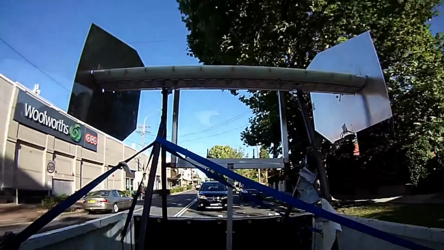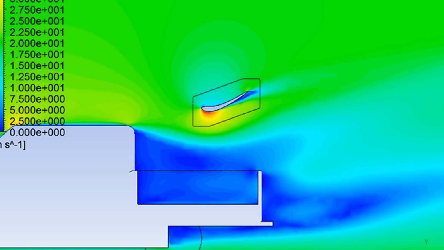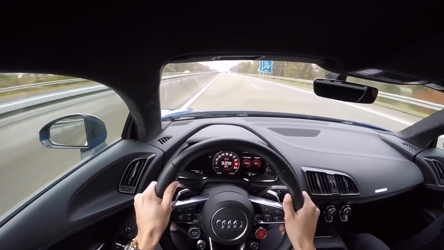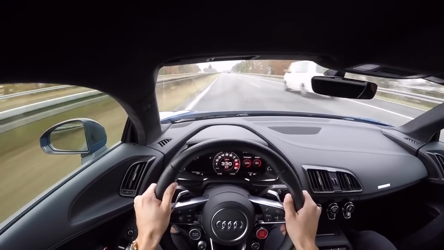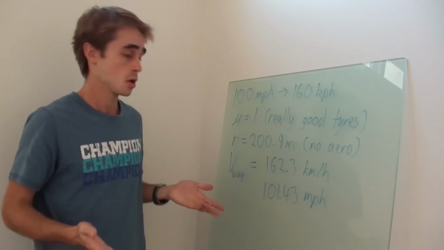A lot of people who talk about their wings doing a lot for street use are generally just victims of the placebo effect, unless your street use involves driving at 200 km an hour plus, but I don't really consider high-speed autobahn or breaking the law street use. Go and check out my video on do car wings actually work for more info on that.